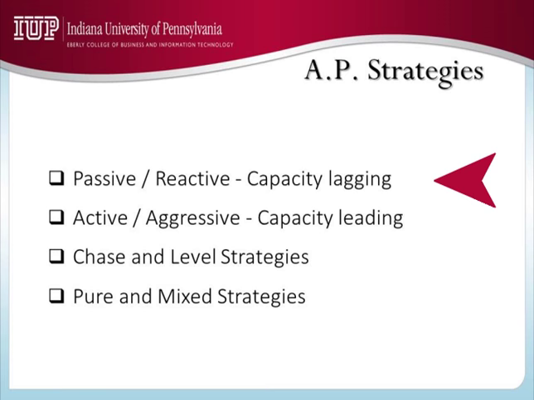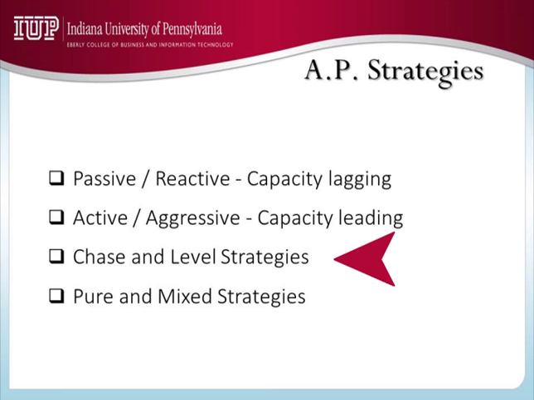Whereas the passive or reactive strategy are also called capacity options. Here you're trying to absorb the fluctuations in demand by hiring people over time. So here it is capacity lagging, meaning you are increasing capacity after the demand is known. So these are the 2 basic types of strategies. So what we discussed in the previous slide can be classified into passive or active, capacity lagging or capacity leading, capacity options and demand options. They can also be classified as chase and level.